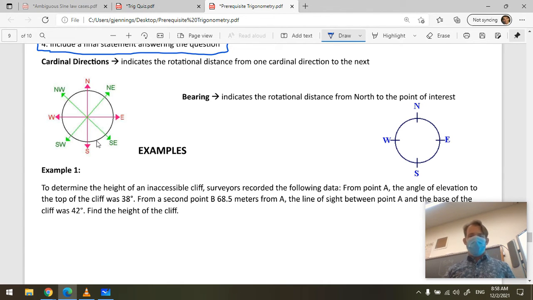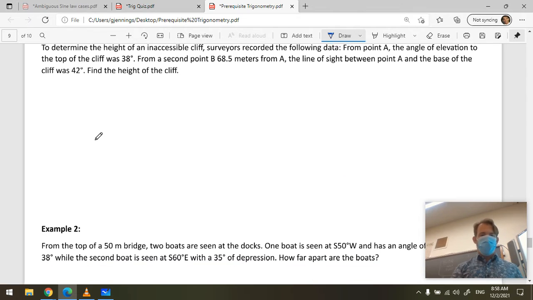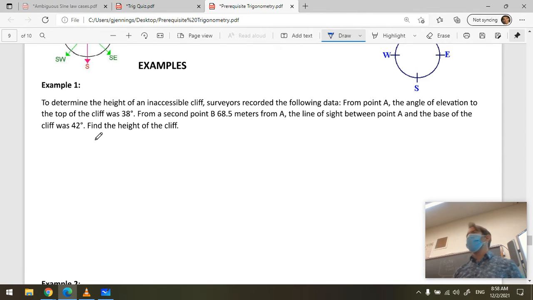Okay, the next thing is to think about bearing. The way we talk about bearing is going to have an effect on interpreting some of these questions. Now, we have two examples that we're going to go through here. The first example is a kind of cautionary tale. Just because something looks like it's happening in 3 dimensions does not mean you need 3 dimensions to solve it. So let's read this first question.